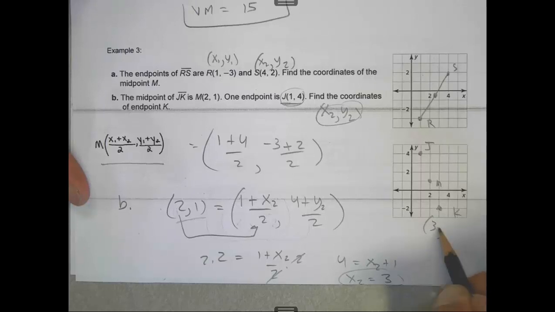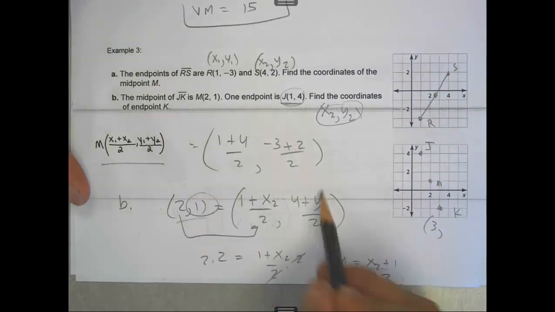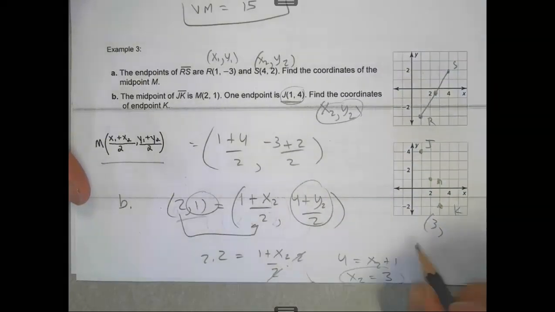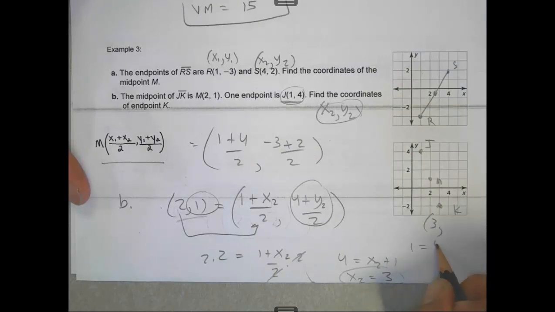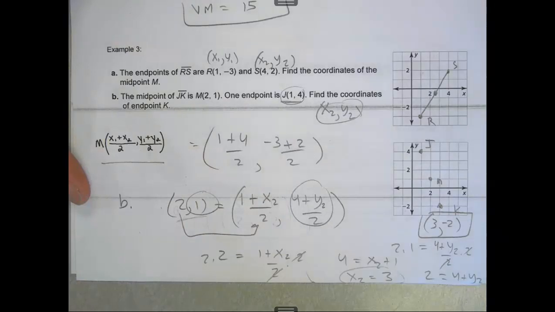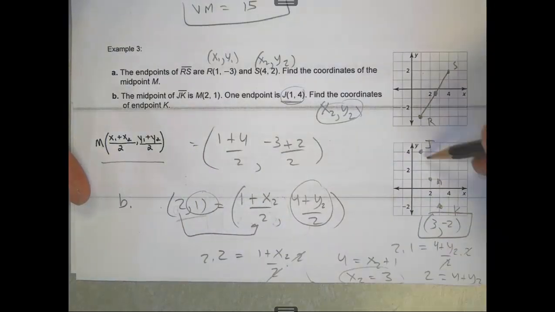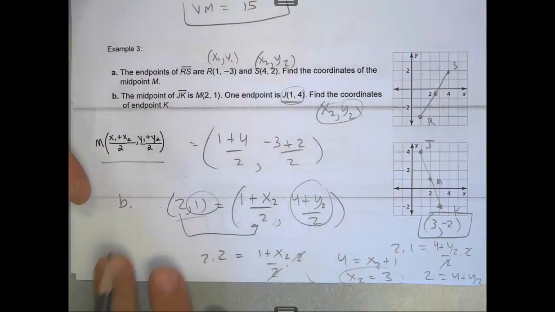Which we can see here. This is the point (3, comma, and then the y coordinates do the same thing. Set the y coordinate equal to the y coordinate, and go ahead and solve that algebraic equation. So you have 1 equals 4 plus y2 over 2. Multiply both sides by 2. You get 2 equals 4 plus y2, and subtract 4, you get y2 equals negative 2. So the coordinate for y is negative 2, and there's your midpoint. So using algebra with the formula is the way to go, really, but it doesn't hurt to check it on the graph as well.